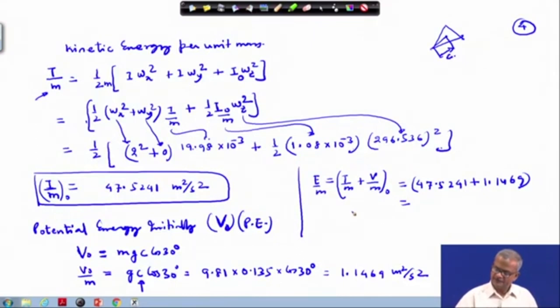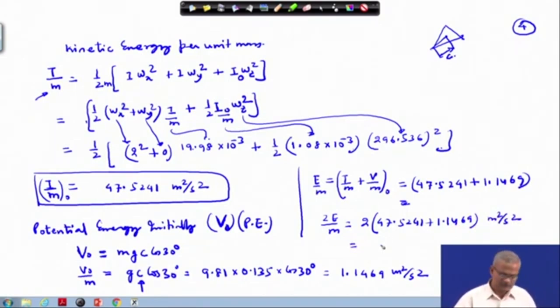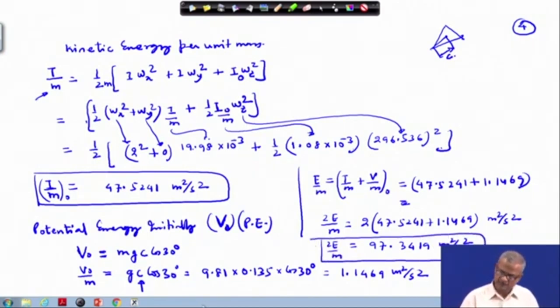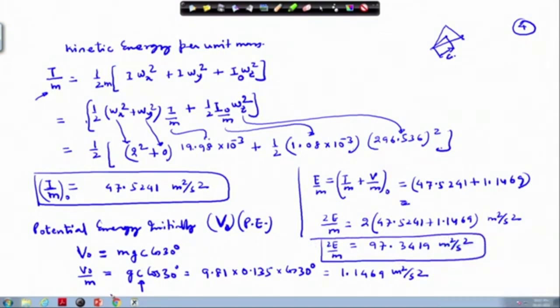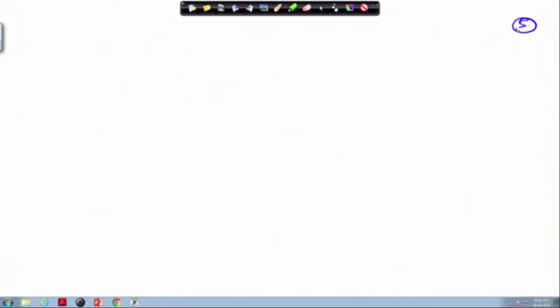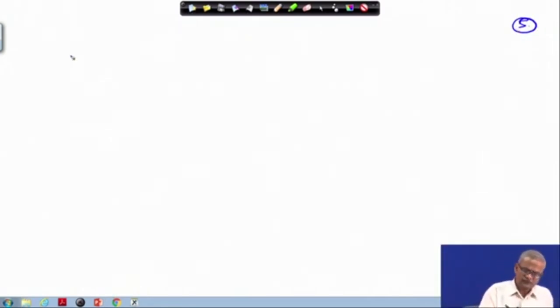So we need the quantity E by m. So 2E by m will be 2 times 47.5241 plus 1.1469, and this quantity turns out to be 97.3419.